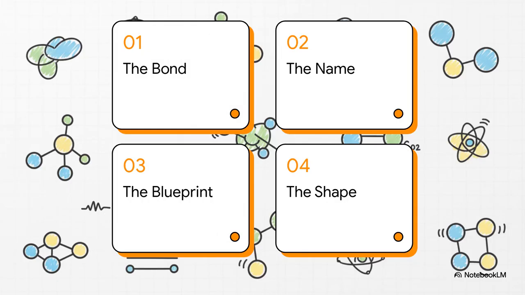We're going to break this journey down into four main parts. First, we'll see how the bond actually forms, the sharing is caring part. Then we'll figure out how it gets an official name. After that, we'll draw out its 2D map. And finally, we'll uncover its true final 3D shape.